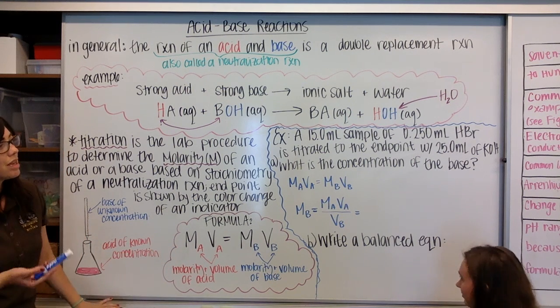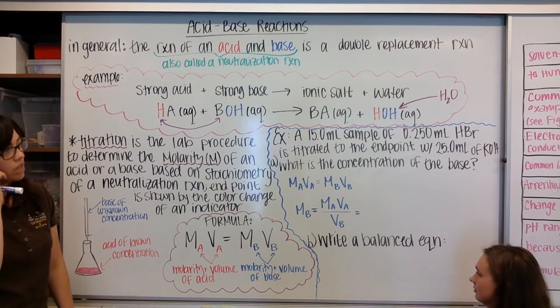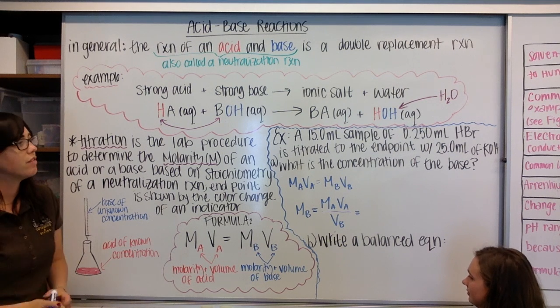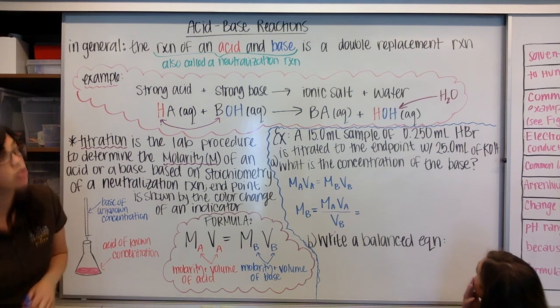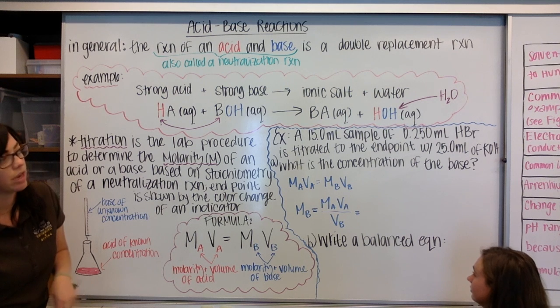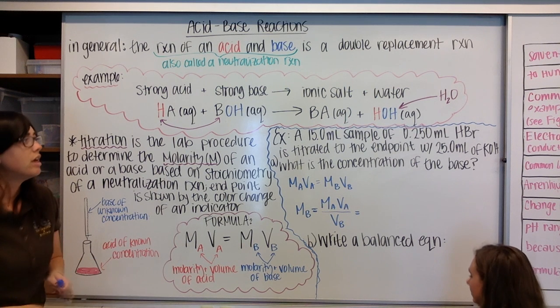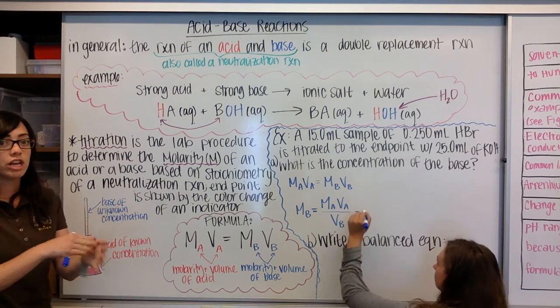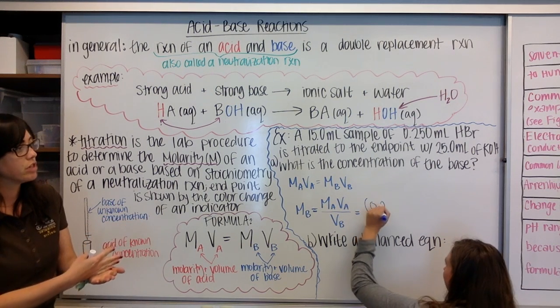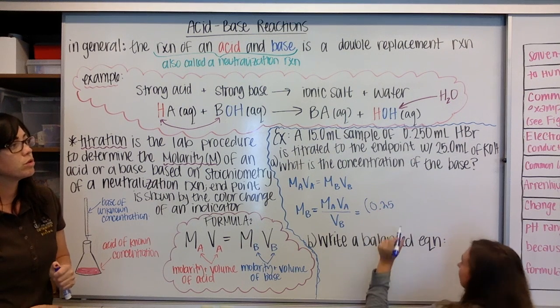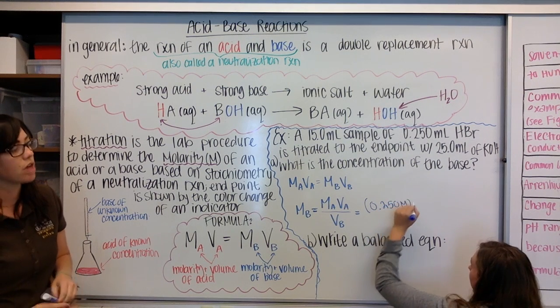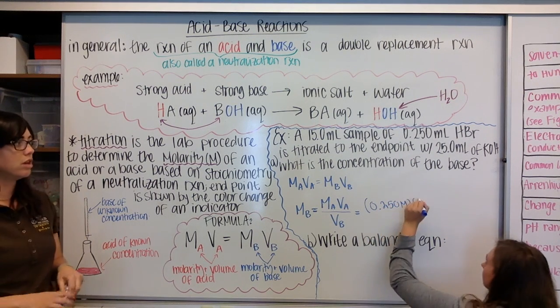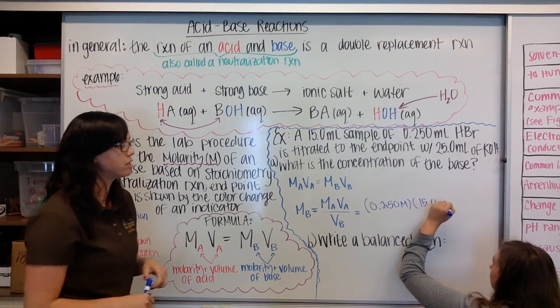Okay, so our example is a 15 milliliter sample of a 0.250 molar hydrobromic acid, or you guys might just say hydrogen bromide, that is fine, is titrated to the end point. So that just means we had that color change and we stopped doing our procedure with 25.0 milliliters of potassium hydroxide. What is the concentration of the base?